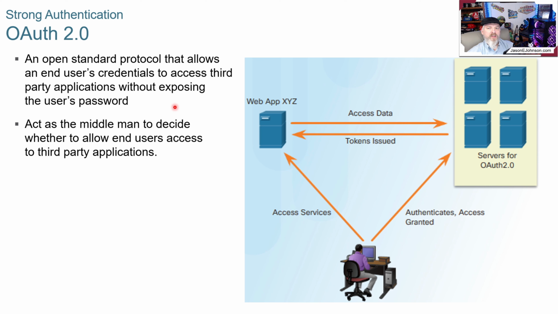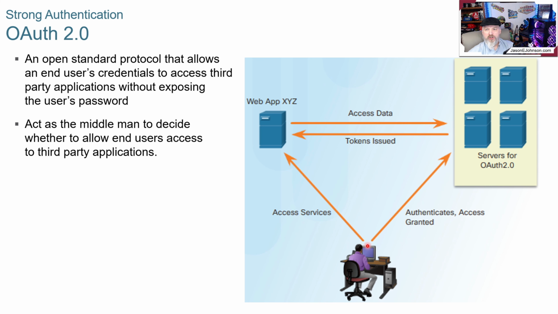OAuth 2.0. It's an open standard protocol that allows end users' credentials to access third-party applications without exposing the user's passwords. You've used this if you've ever gone to log into a site and it says, hey, use your Google login. Hey, use your Facebook login, to log in. And what that does, it acts as a middleman to decide whether to allow the user access to third-party applications.